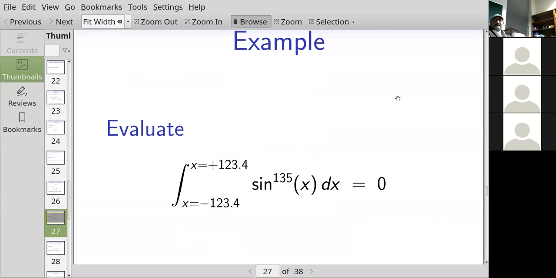So if I gave you this, sine of 135x will be odd. So this is an odd function being integrated over a symmetric interval. So that's going to be 0. You really don't have to do any work.